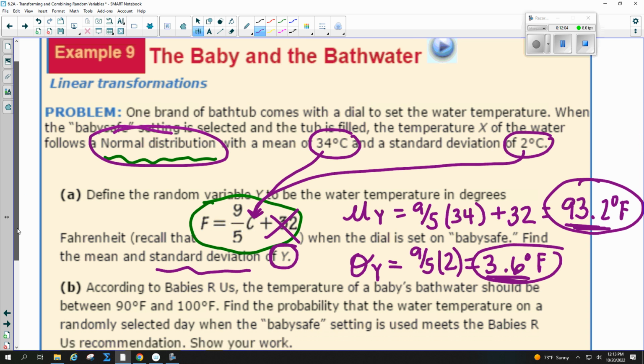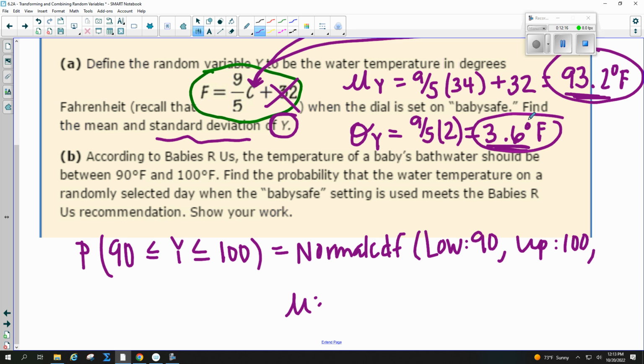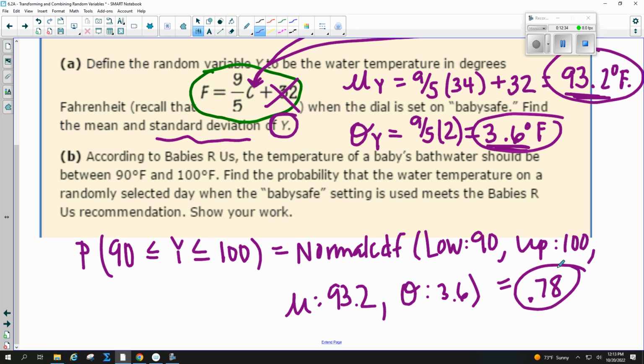So we can use normal CDF on our calculators. Our lower bound would be 90. Our upper bound would be 100. And we need to use our previous answers up here because we want to all be in degrees Fahrenheit. I don't want to use the degrees Celsius. So I'm going to use the mean from degrees Fahrenheit and the standard deviation up here from degrees Fahrenheit. Plug that into your calculator and you get 0.78, or 78% of the time you're in the right temperature for the bath water.